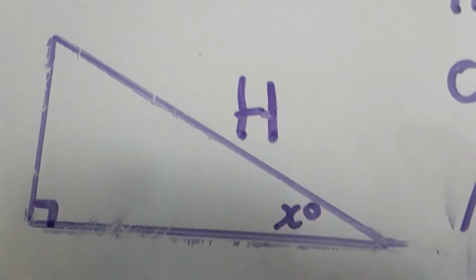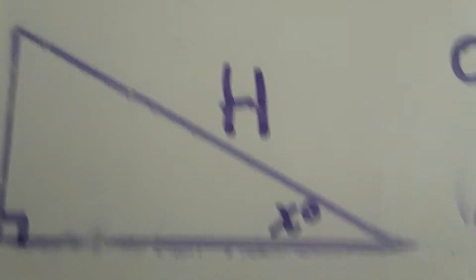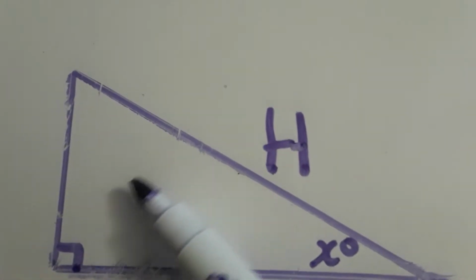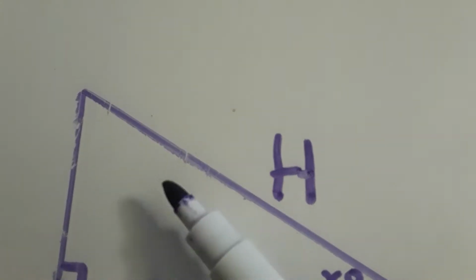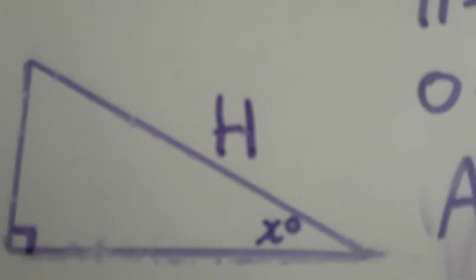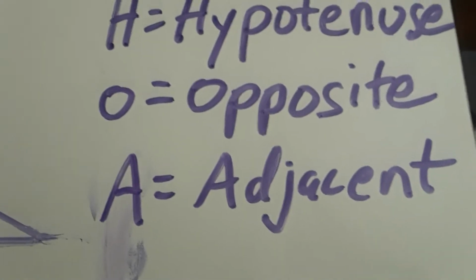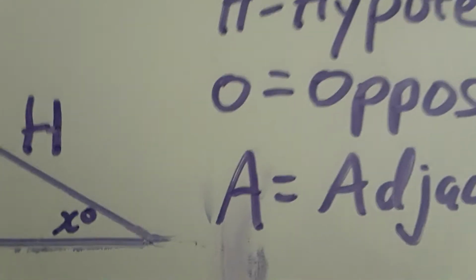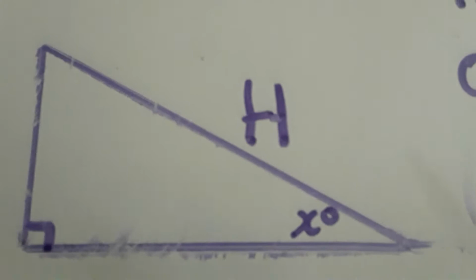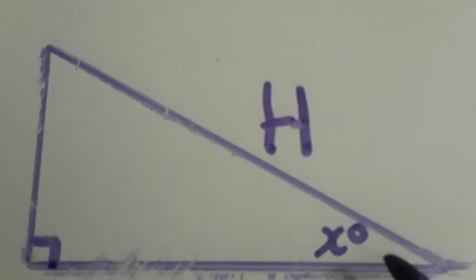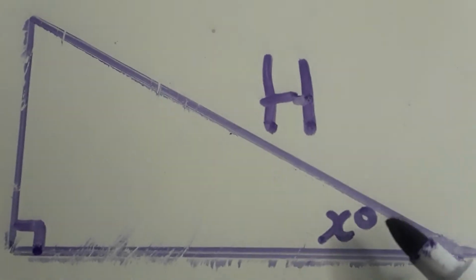So again, I always ask students to go to the 90-degree angle and just go opposite the 90-degree angle, and that'll be the hypotenuse. Now the next two sides, the opposite side and the adjacent side, are done relative to the angle in question. So here, this little x degrees, that's the angle in question. That's the angle in a problem that we'd be looking for.